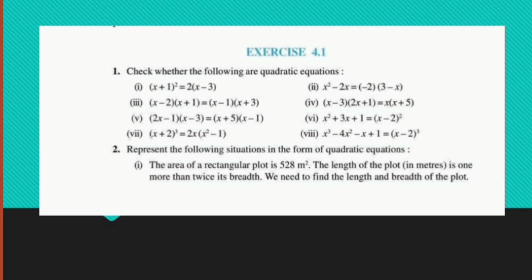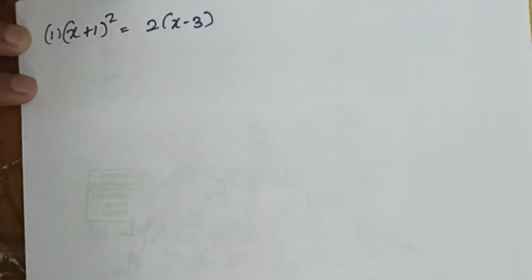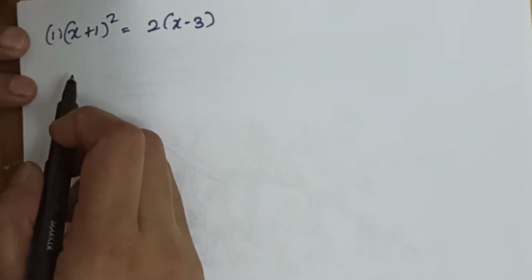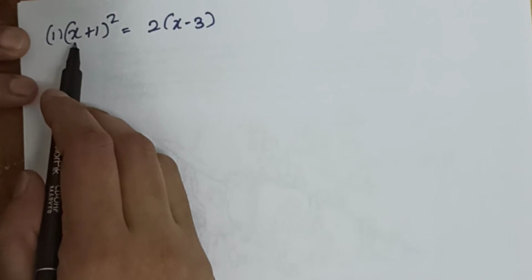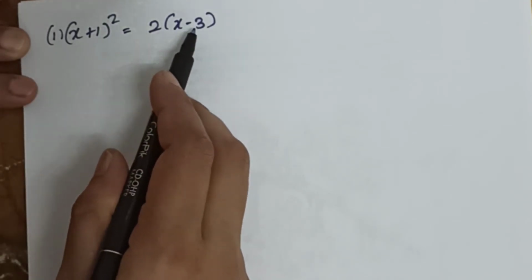First one is check whether the following are quadratic equations. First one is x plus 1 whole square is equal to 2x minus 3. We have to check whether the given equation is quadratic or not. Check whether the following are quadratic equations. First one is x plus 1 whole square is equal to 2 into x minus 3.